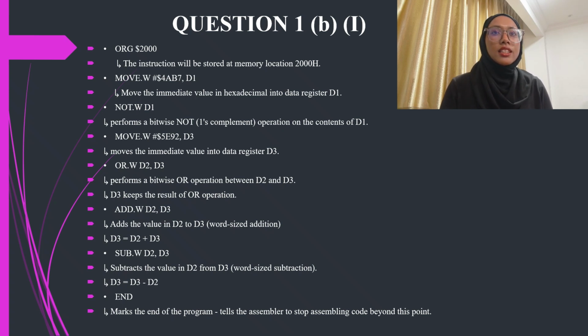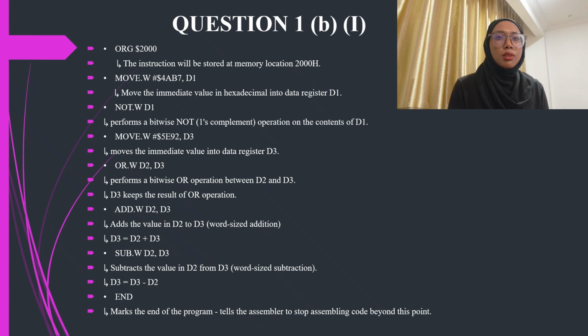$2000 means the instruction will be stored at memory location 2000H. Move.w #$4AB7 into D1 means move the immediate value in hexadecimal into data register D1. Next, not.w D1 performs a bitwise NOT, which is the first complement operation on the contents of D1.